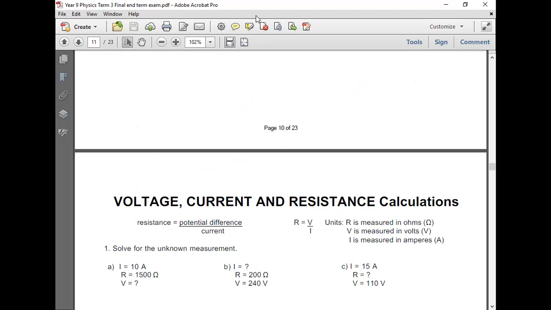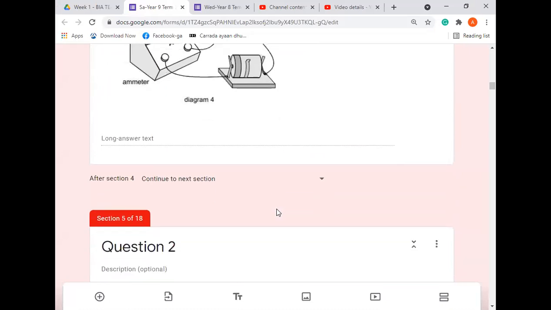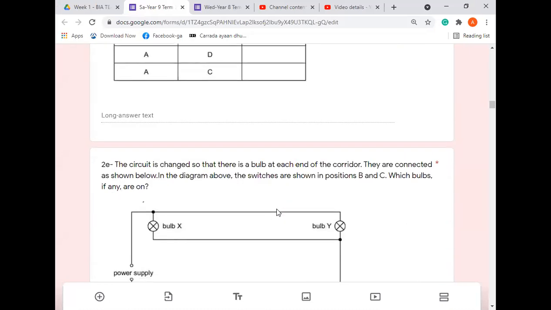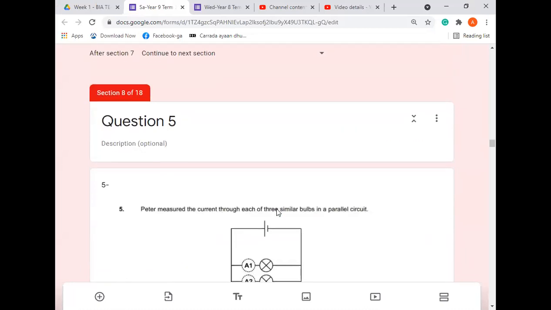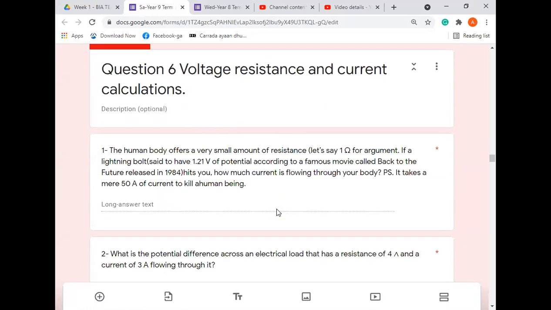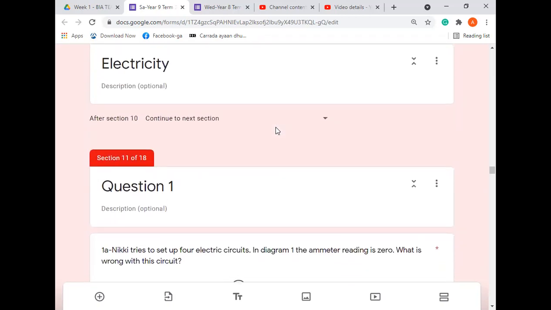So you can see here, these are the 9 physics questions. All these questions are the ones that I explained. This is basically the calculation part for the voltage, resistance, and current. When you calculate in this part, you must know the triangular formula. If you don't know or don't remember the triangular formula, you can't calculate the voltage, the resistance, and the current. So let's go to the next part.